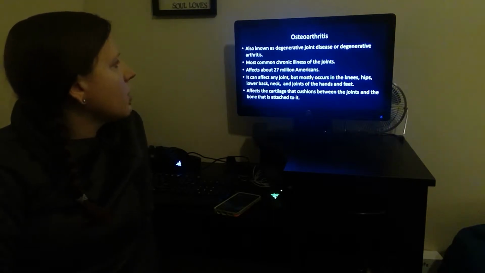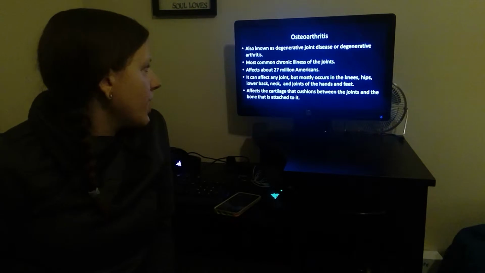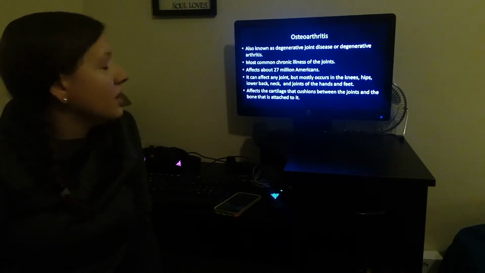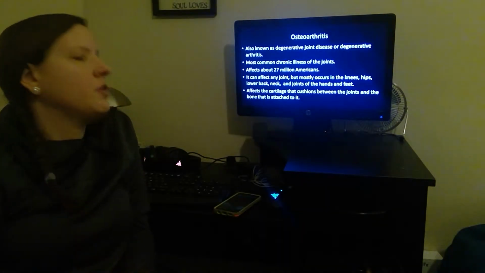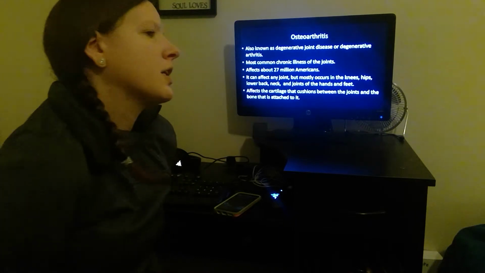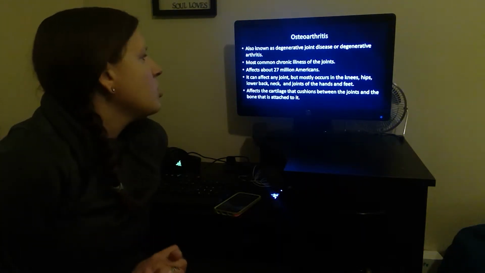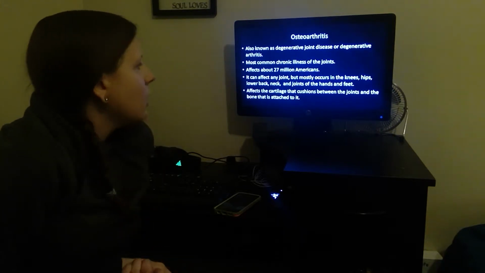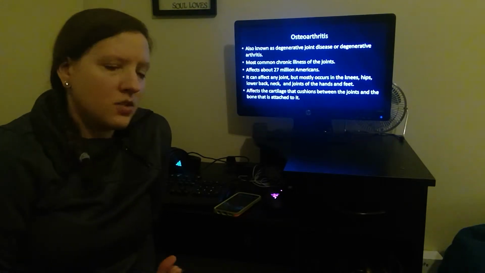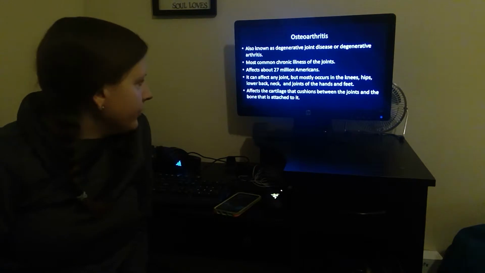Osteoarthritis is also known as degenerative joint disease or degenerative arthritis. It is the most common chronic illness of the joints, and it affects 27 million Americans, which is a lot of people. It can affect any joint, but mostly occurs in the knees, hips, lower back, neck, hands and feet. It can also affect your shoulders, elbows, pretty much anywhere.